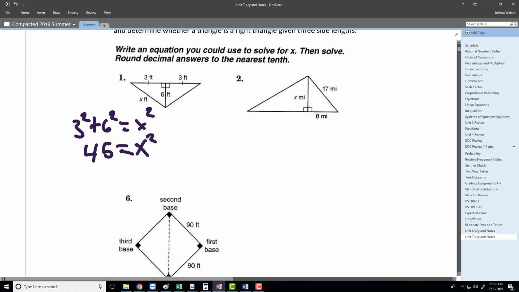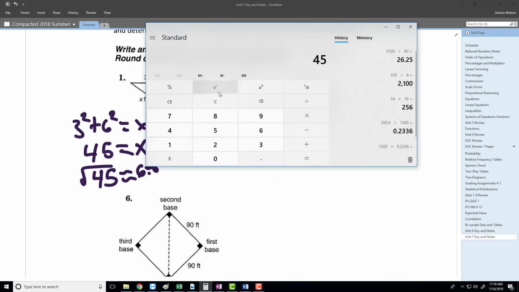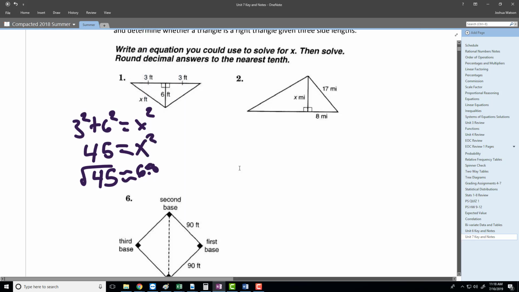Square rooting both sides now, we get plus or minus the square root of 45. We only care about the positive one, so this is plain old square root of 45, which is going to be close to 7, but not quite 7, maybe 6.8, I would guess. We can use our calculator to actually calculate the square root of 45. It's 6.7, I was a little off. So it's about 6.7 for this x.